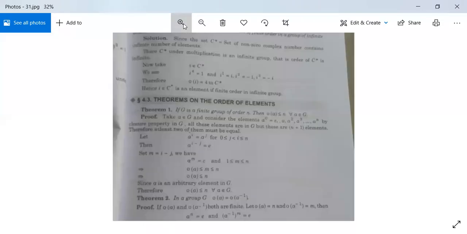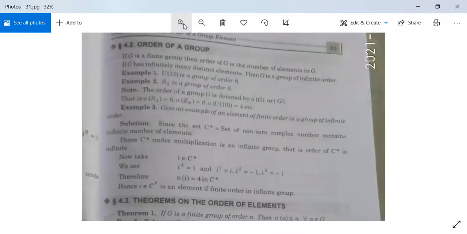इसके बाद आता है हमारा ऑर्डर ऑफ ए ग्रुप एंड देयर आर सम थ्योरम्स ऑन द ऑर्डर ऑफ एलिमेंट्स। देख लेते हैं इसको जल्दी से। इफ G इज ए फाइनाइट ग्रुप देन ऑर्डर ऑफ G इज द नंबर ऑफ एलिमेंट्स इन G. G अगर एक फाइनाइट ग्रुप है और नंबर ऑफ एलिमेंट्स अगर G में जो होंगे उन्हीं को हम लोग कह देंगे ऑर्डर ऑफ G. If G has infinitely many distinct elements, then G will be a group of infinite order.